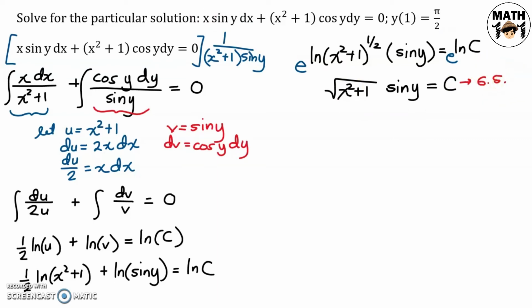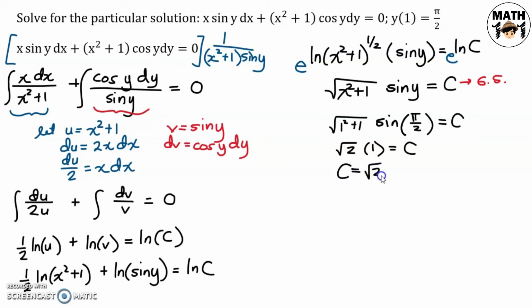Kailangan natin ng particular solution. To get the particular solution, we'll just substitute the initial condition, x equal to 1 and y is equal to pi over 2. So, when x is equal to 1, square root of 1 squared plus 1 multiplied by sine of pi over 2, that is equal to the constant c. So, square root of 2 times sine of pi over 2, which is equal to 1, is equal to c. So, c is equal to square root of 2.